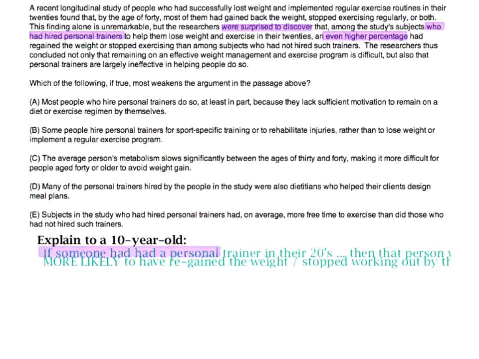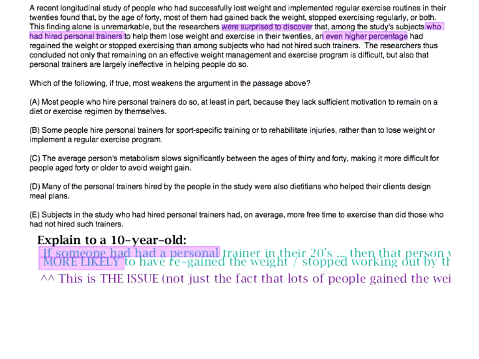So instead, we want an explanation for this. That's the weird thing. And if you make this simpler and put it into fewer words, it's going to be easier for you to see what the actual issue is at hand. So this is the issue, not just the fact that lots of people gained the weight back, but this specific thing. And notice, if you simplify this argument down, it'll just be easier for you to see this. Okay, there you go.